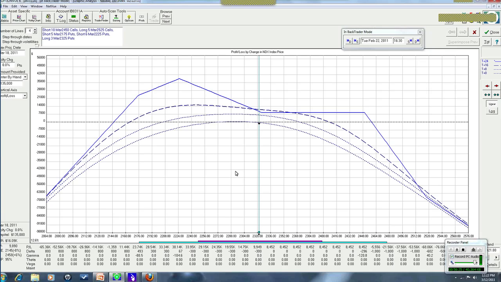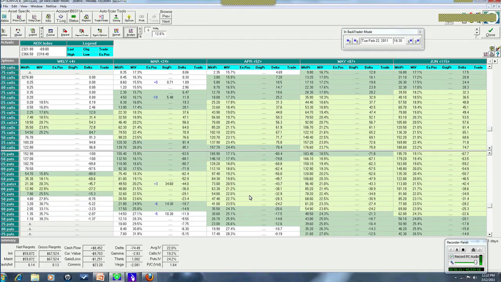But I'm also short delta to about right here. You can see this is the major profit zone. But this one also is getting short on time. We only got 6 days left.